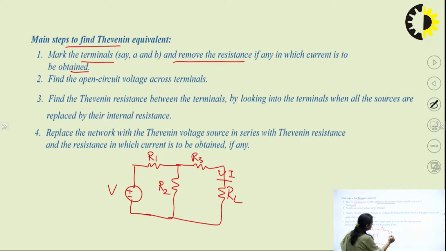So what will you do? First you will remove this resistance, right? You will remove this resistance and these terminals will be open. So you will mark these terminals as A and B. So this is the first step. You will remove this resistance.